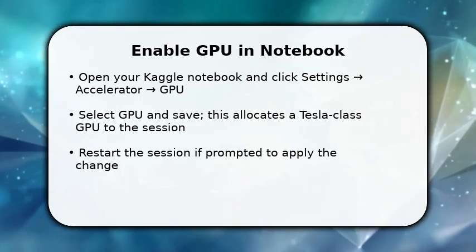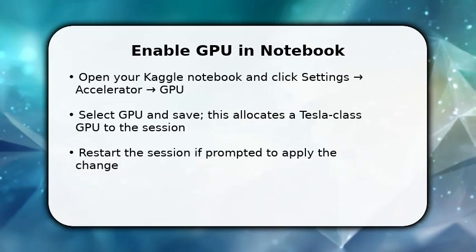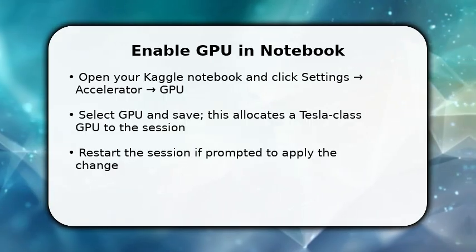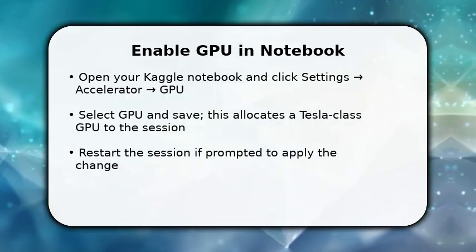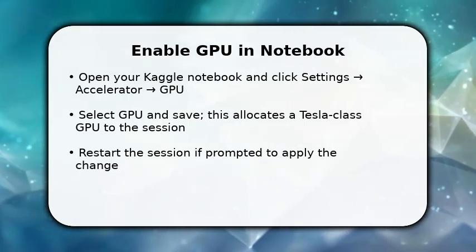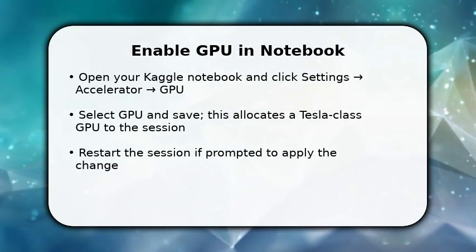You start by enabling the only supported path, the Notebook's accelerator. Open Settings, pick GPU, and save. This requests a Tesla-class GPU for your instance. Once done, restart the kernel if Kaggle prompts you. That ensures the hardware is attached.